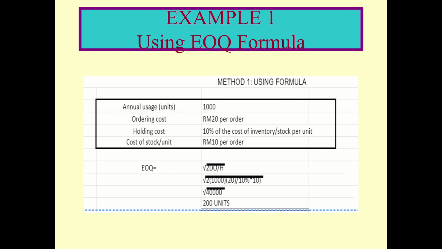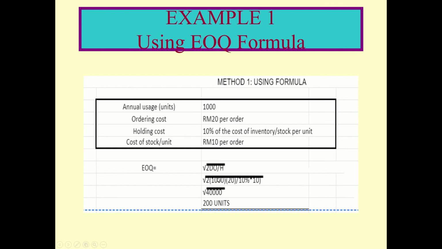And then for the holding cost, H is the holding cost per unit. The holding cost per unit is given at 10% of the cost of stock per unit. So it means that we have the cost of stock per unit at 10 ringgit. So holding cost is equal to 10% multiplied by 10 ringgit.